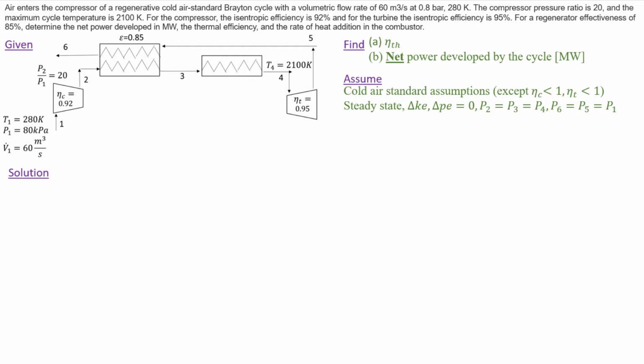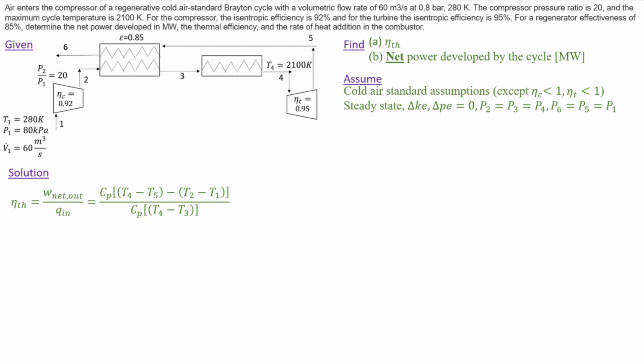All right, so we're making cold air standard assumptions with the exception of the fact that we have an isentropic efficiency, and we've also got a regenerator effectiveness of less than 1, and then my other assumptions are listed there as well. So I'm going to go ahead and get my roadmap of where I'm going, get my governing equation.